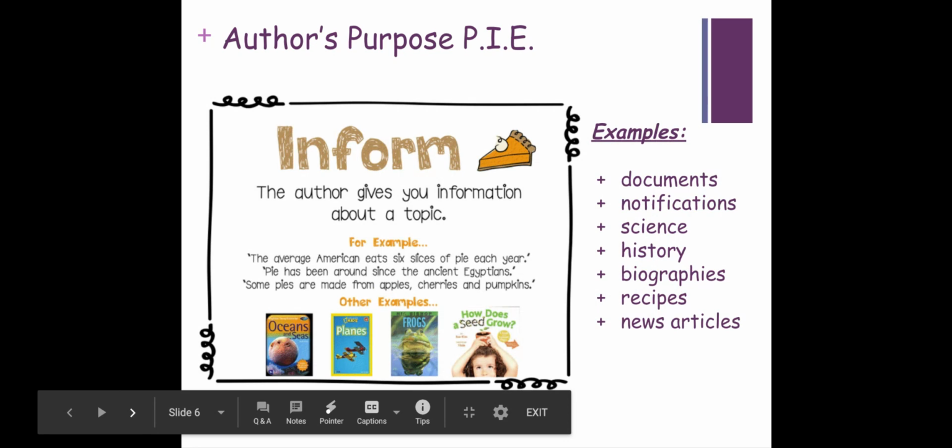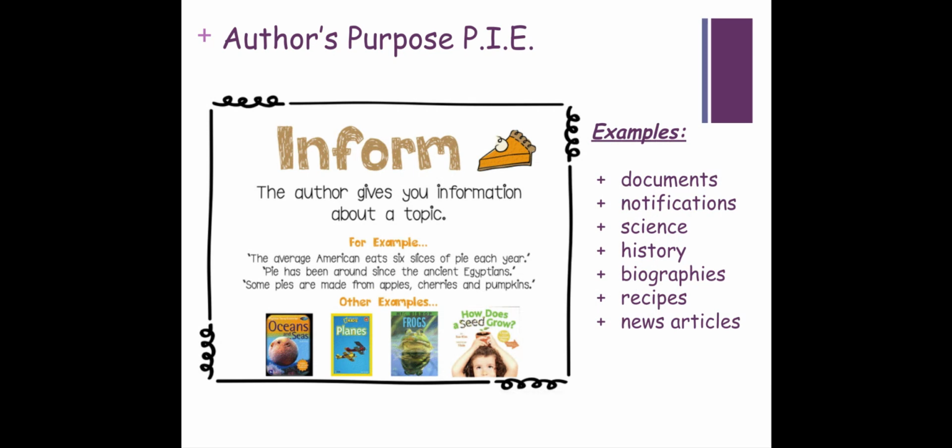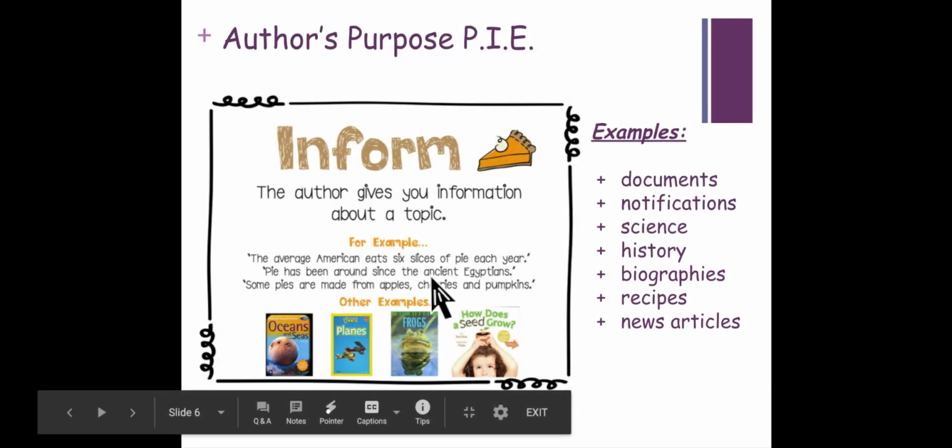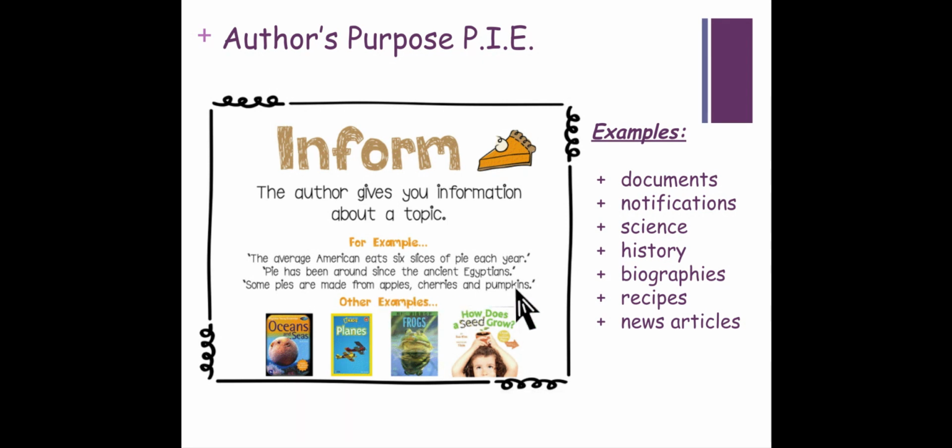Inform. So, an author gives you information about a topic. For example, the average American eats 6 slices of pie each year. Pie has been around since the ancient Egyptians. Some pies are made from apples, cherries, and pumpkins. So, here they're giving us information about pie. They're not saying that you need to eat it or trying to get you to eat it or buy it. They're just giving you information about it.